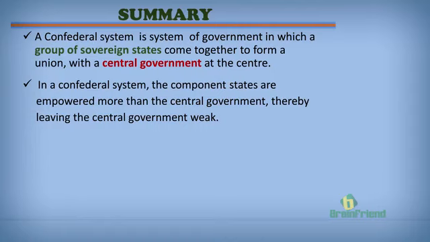This brings us to the end of our lesson, but before we go, I'd like us to have a quick recap on all we learned today. Once again, we had a recap on the definition of a confederal system of government, where we said it's a group of sovereign states coming together with a common purpose and having a central government at the center. We also looked at the confederal system of government as one where the component states are empowered far more than the central government, thereby leaving the central government weak.